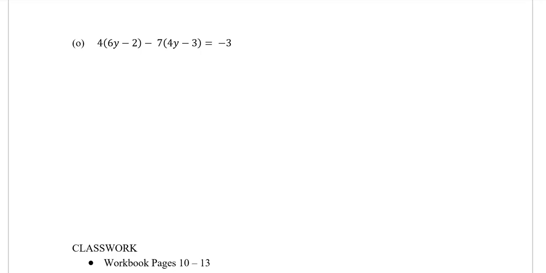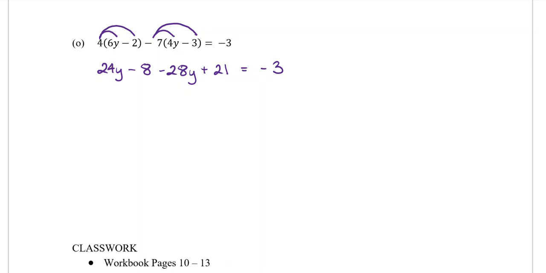So one more time, we're going to expand these brackets. We're going to do 4 times 6 is 24y, then minus 4 times 2 is 8. Now again, it's a minus 7 that we're timesing in here. So minus 7 times 4 is minus 28y. And then minus 7 times a minus 3 changes the sign to a plus, and 21, because 7 times 3 is 21. That's equal to negative 3.